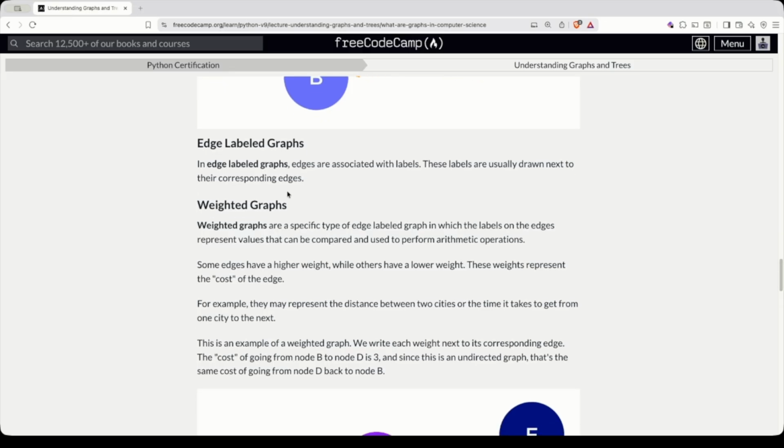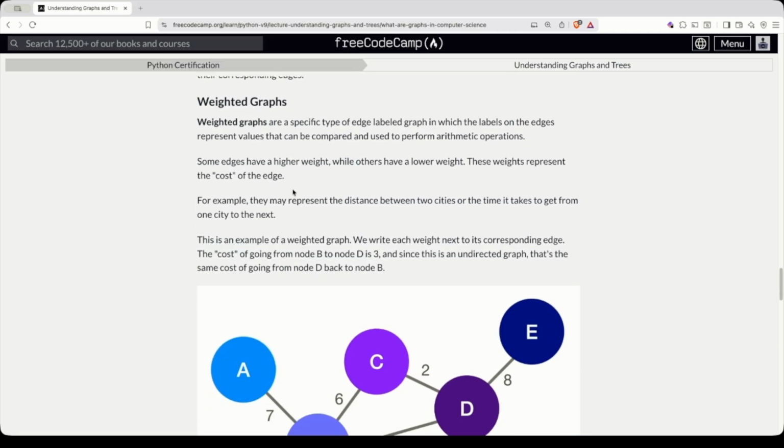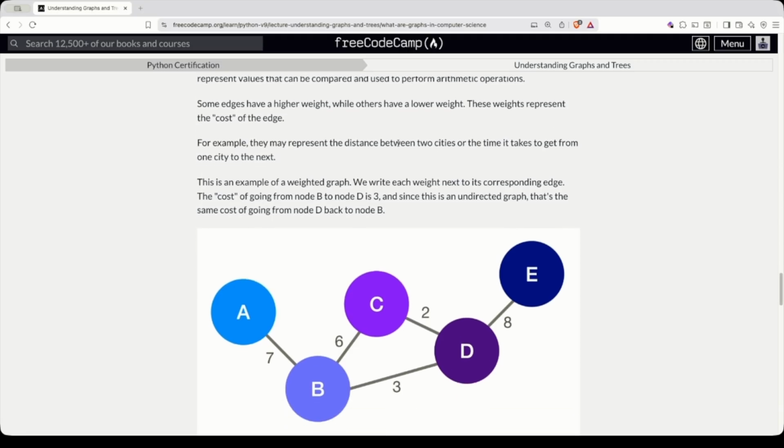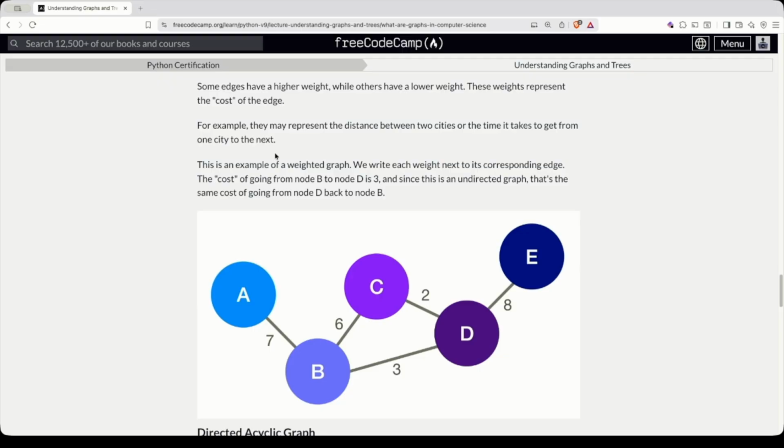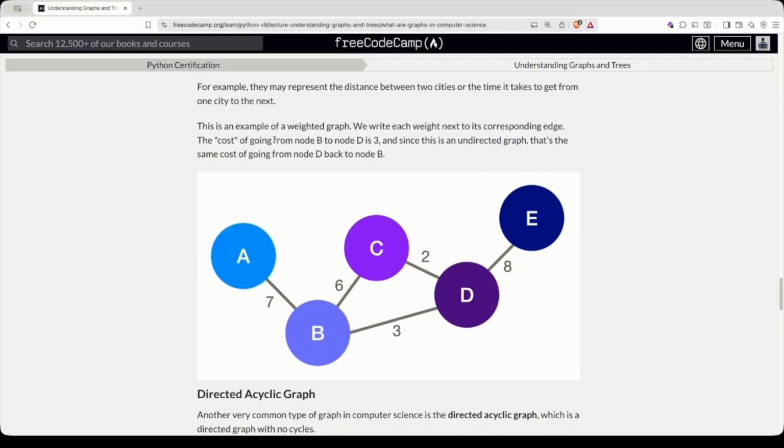Edge label graphs. In edge label graphs, edges are associated with labels. These labels are usually drawn next to their corresponding edges. And weighted graphs. Weighted graphs are specific types of edge label graphs in which the labels on the edges represent values that can be compared and used to perform arithmetic operations. Some edges have a higher weight, while others have a lower weight. These weights represent the cost of the edge. For example, you may represent the distance between two cities or the time it takes to get from one city to the next. This is an example of a weighted graph. We write each weight next to its corresponding edge.